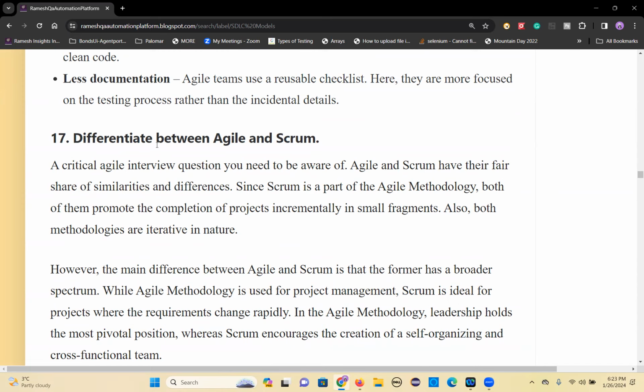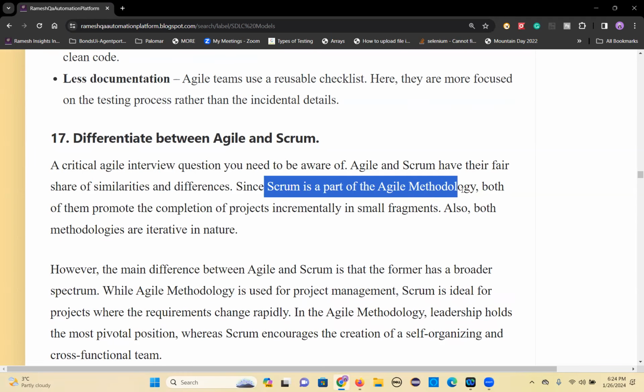What is the difference between Agile and Scrum? Agile is the parent, right? Scrum is a type of Agile. At least if you can tell one point, that is also good enough. You don't need much here. But let's deep dive into this. Agile and Scrum have their fair share of similarities and differences. First, Scrum is a part of Agile methodology.